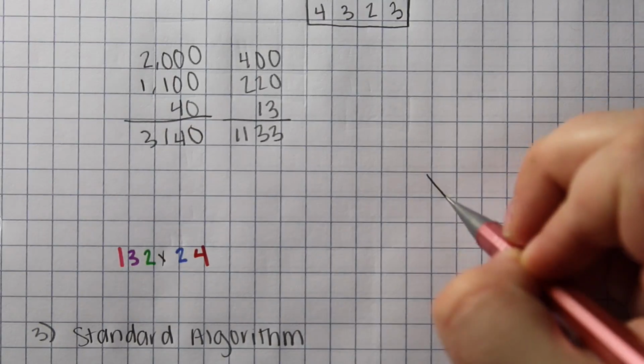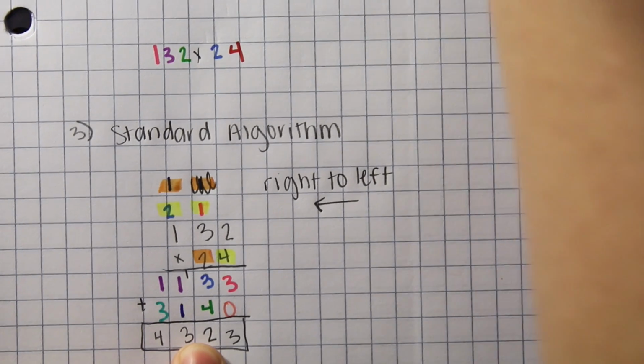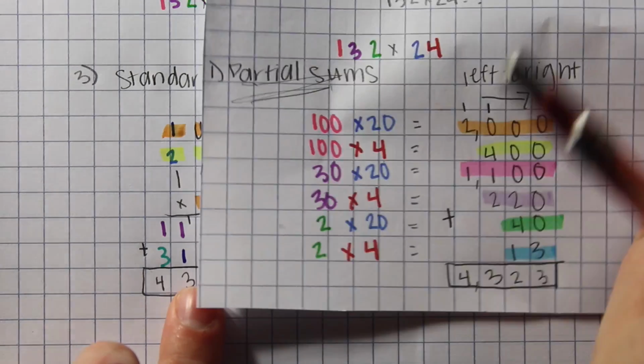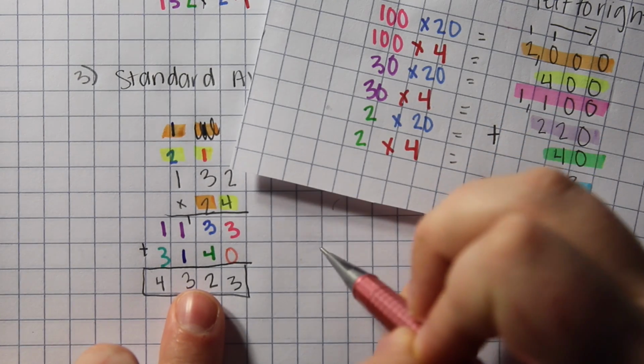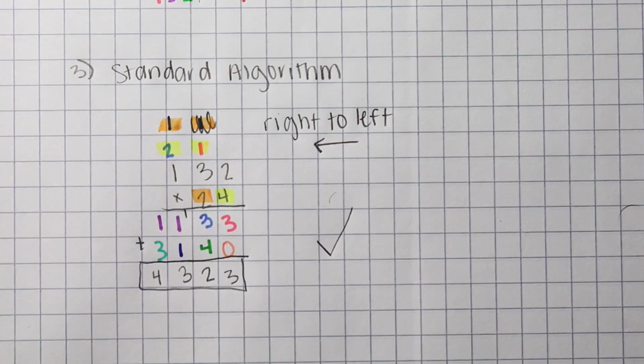When I compared this with the area model, I found the same answer, as well as when I first used the partial products, so I know that this answer is correct and the strategy works.